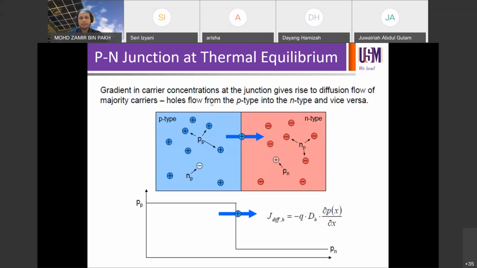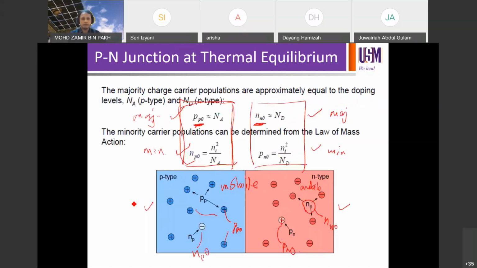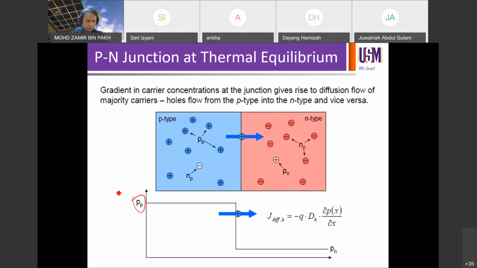Holes will flow from p-type into n-type. You can see the blue arrow here, which shows holes diffusing into n-type. And we're also going to see in the next slide electrons diffusing into p-type, right? If you want to translate this into a graph, you can see this graph below where you can plot the majority. Remember, majority is the p_p0, right? Revisit the previous slide: this p_p0 is actually equal to N_A originally, right?